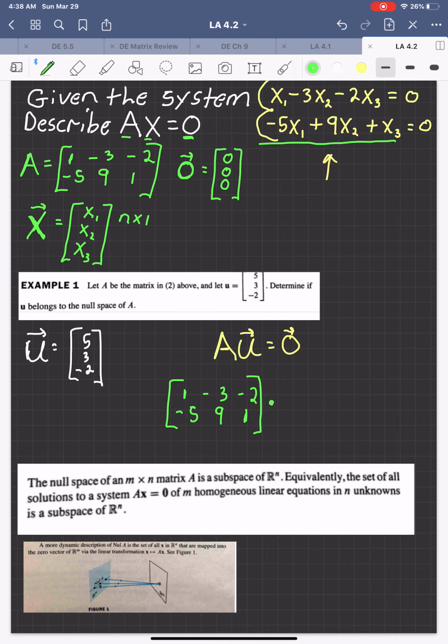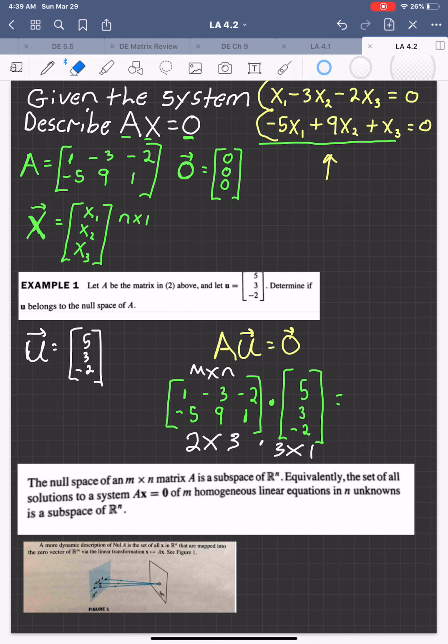Now, I'm not interested in going through the arithmetic here. I've already taught you how to do this, but structurally, can we actually multiply these? Remember, A is an M by N matrix, which means M rows, so this is a 2 by 3 matrix, to which we want to multiply a 3 by 1 column.